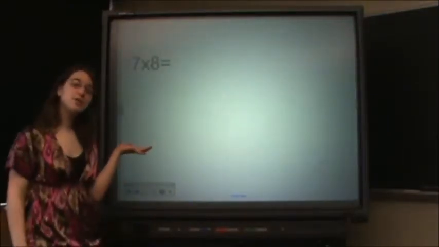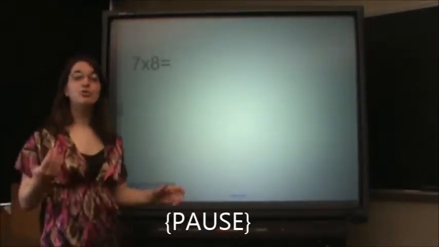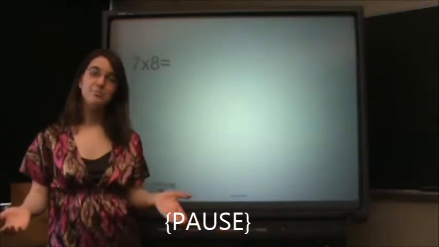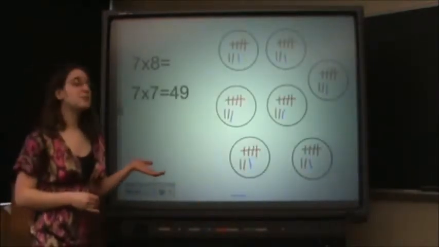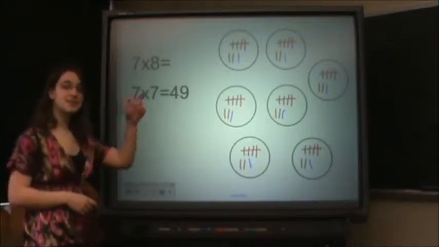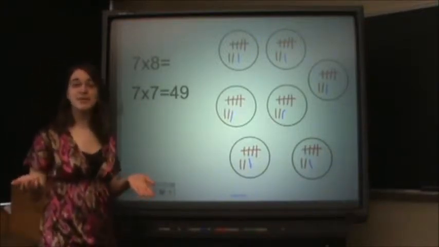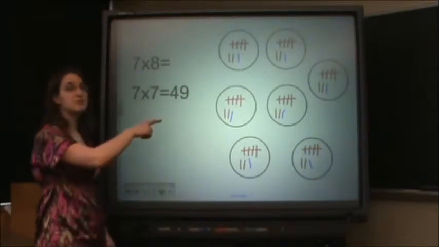I'd like you to try this one on your own. 7 times 8. You don't have to draw it out if you don't need to, but it can always help you to understand what you're doing. And here's my graphic representation. I decided to go to 7 times 7 because I'm pretty comfortable with my doubles. So 7 times 7 equals 49.